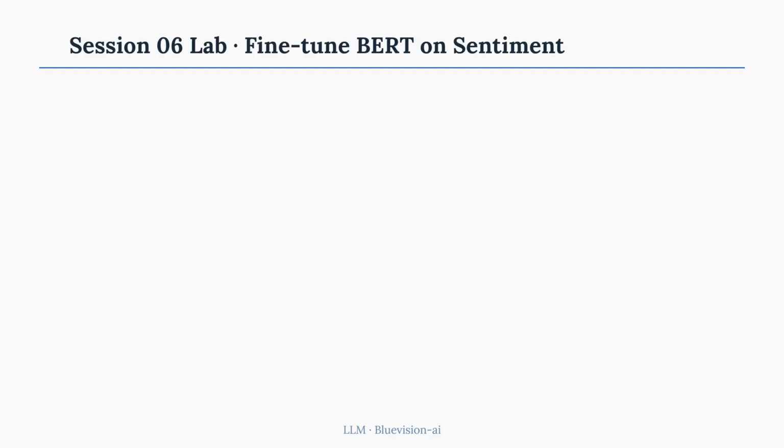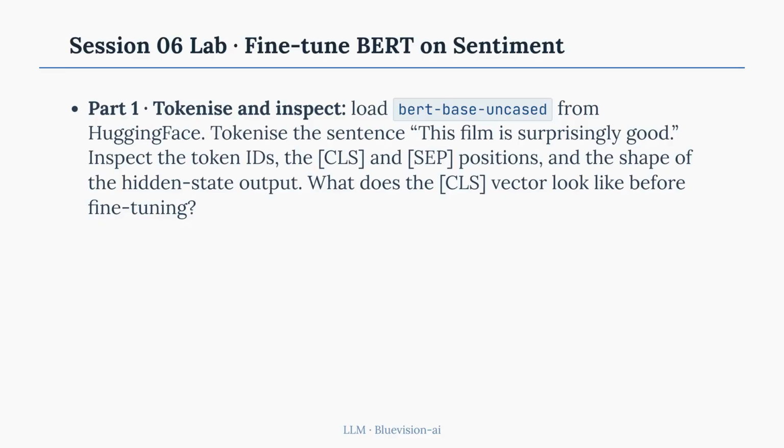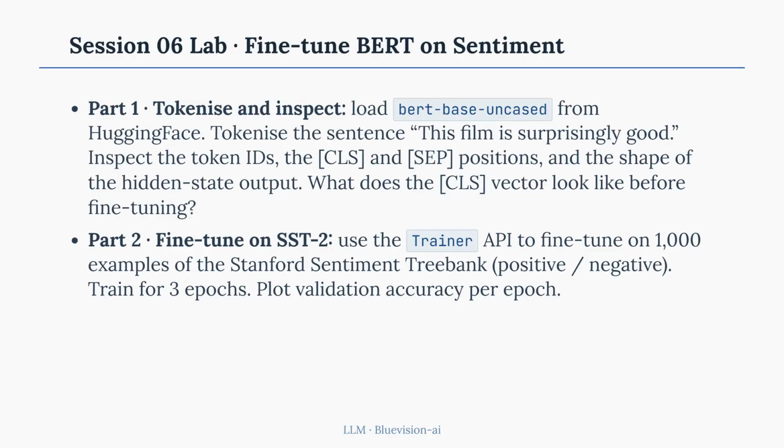Time to get hands-on. You'll use Hugging Face's Transformers library, the standard tool in the field, to load a pre-trained BERT model and fine-tune it. Part 1. Tokenize a sentence, inspect the token IDs, find the CLS and SEP positions, and extract the CLS hidden state. Look at what that vector holds before any fine-tuning. It encodes general language, not sentiment yet. Part 2. Fine-tune on 1,000 examples from the Stanford Sentiment Treebank. Positive and negative movie reviews. Train for 3 epochs and plot validation accuracy. Watch it rise from near random to near state-of-the-art in minutes on a GPU.